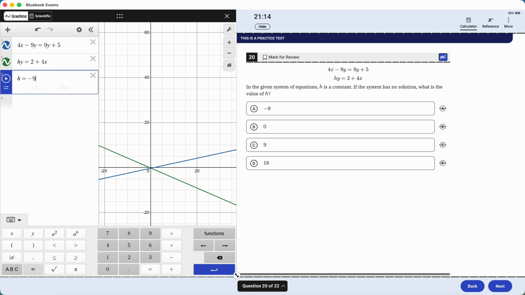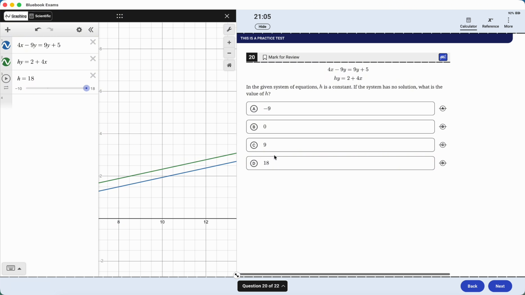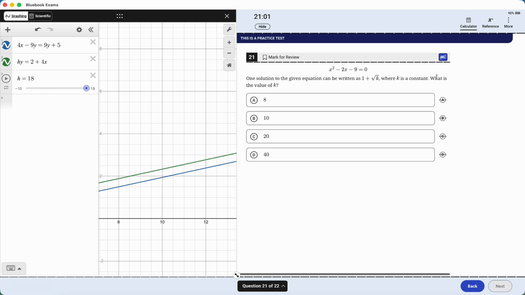I can just try -9, that's not parallel. I can try 0, that's not parallel. I can try 9, that's not parallel. Finally, I try 18 and you see that's when they're parallel. So that's why this question is usually free response and a little trickier, but here that's simple.